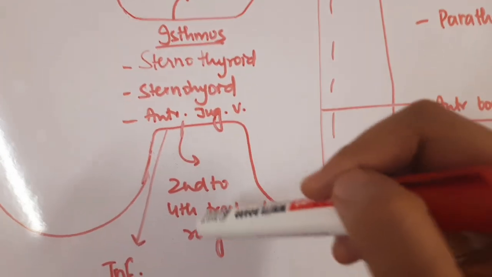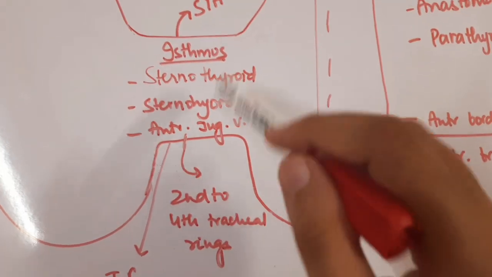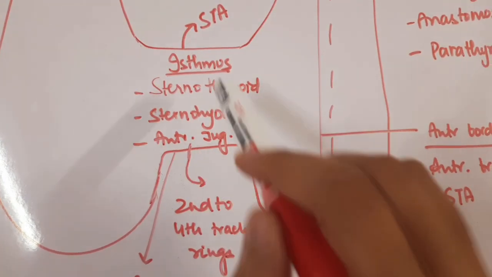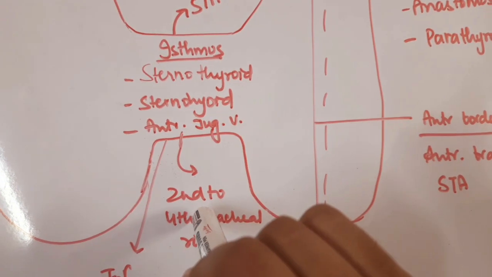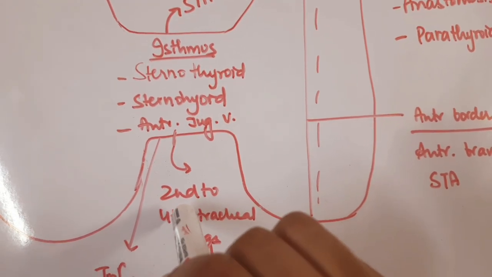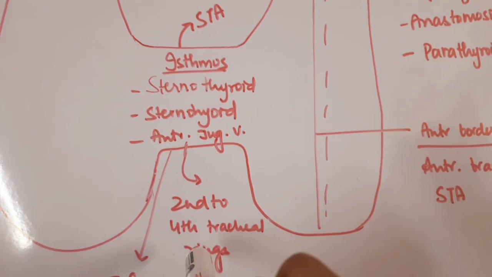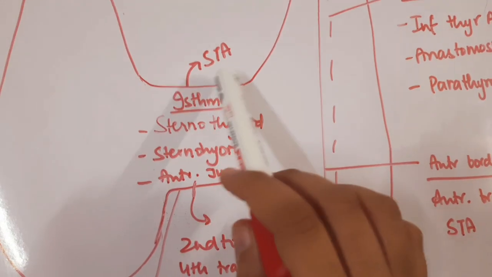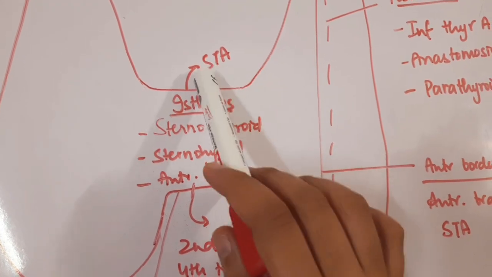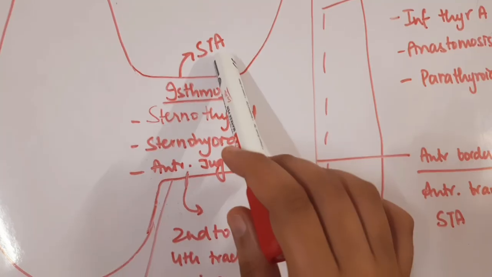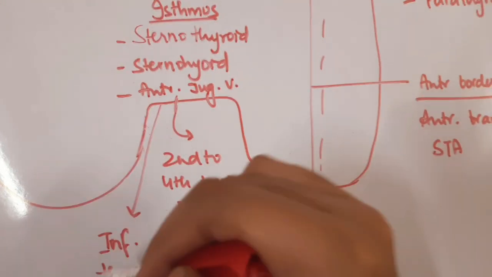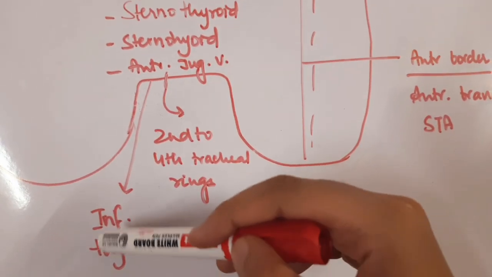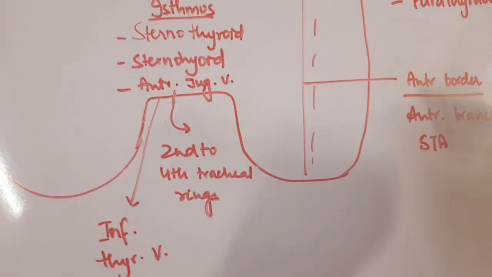In the posterior surface, we have the second to fourth tracheal rings. That was, if you remember, the extent of the isthmus, and that is what it is related to posteriorly, the second and the fourth tracheal rings. Then we have an upper border which is related with the branches of the superior thyroid artery, and we have an inferior border or a lower border which is associated with the inferior thyroid veins.